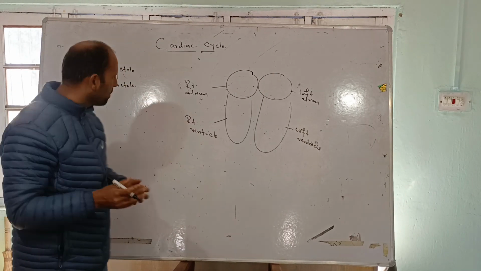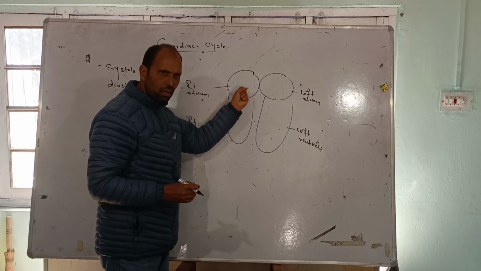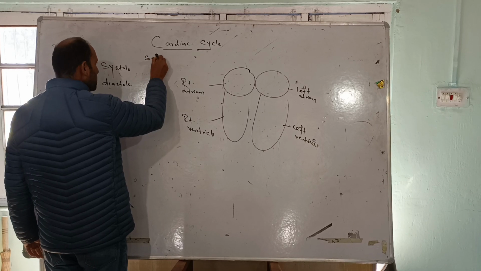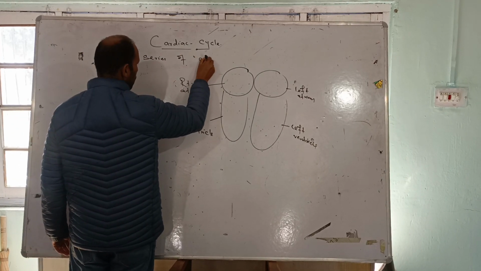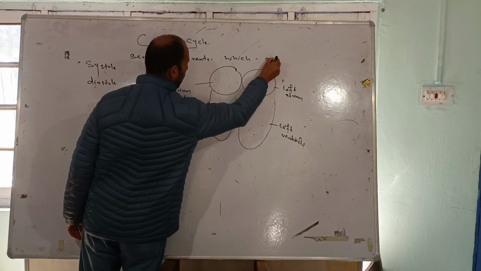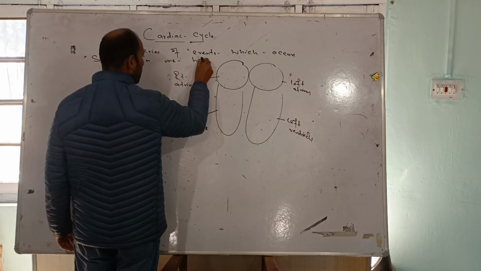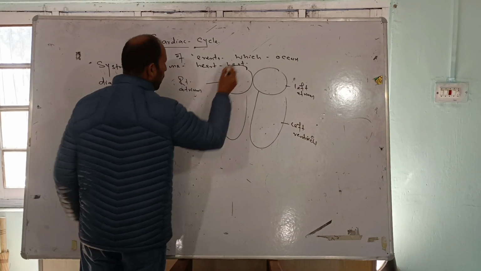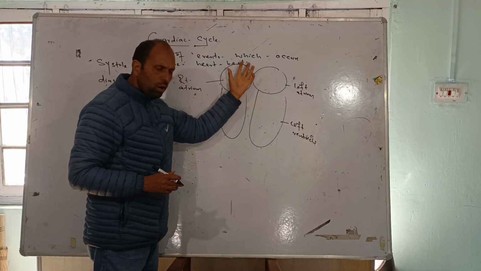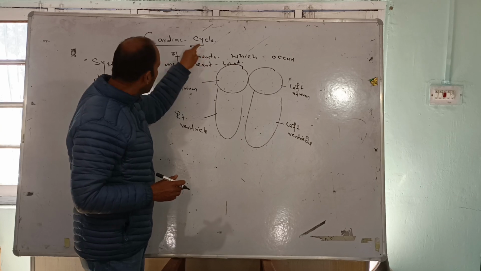So in simple words, we can say all the series of events that occur in one heartbeat is called the cardiac cycle. So you have to remember beta, what happens in the cardiac cycle? Both auricles show systole and diastole, both ventricles show systole and diastole. All together constitute one heartbeat, one cardiac cycle.